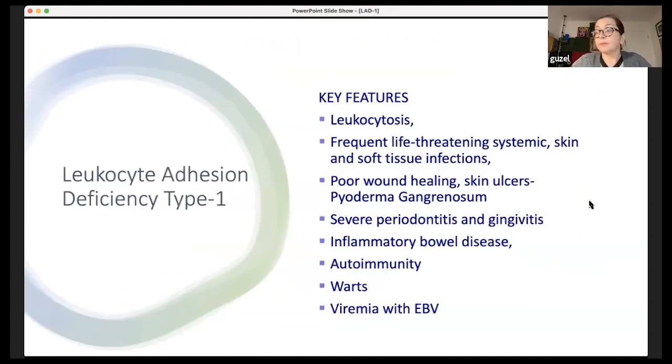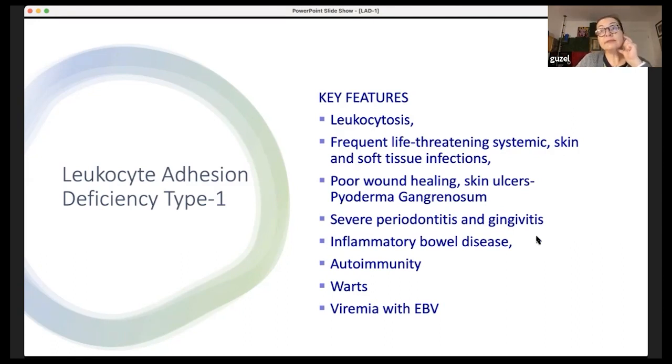Key features of this disease. So what happens when somebody has leukocyte adhesion deficiency? There's leukocytosis, meaning white cell count is elevated in peripheral blood because they cannot move out of the blood to the tissues, and this leads to a relative lack of tissue neutrophils, leads to frequent systemic life-threatening infections, mostly with bacteria. Skin and soft tissue infections can also be very prominent. One of the bigger problems that we face with patients with LAD1 is that they have very poor wound healing. They develop skin ulcers called pyoderma gangrenosum-like skin ulcers.